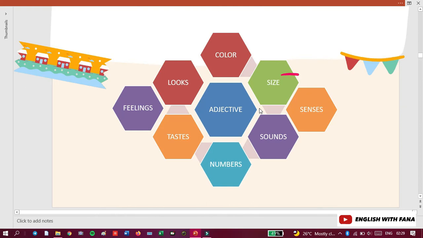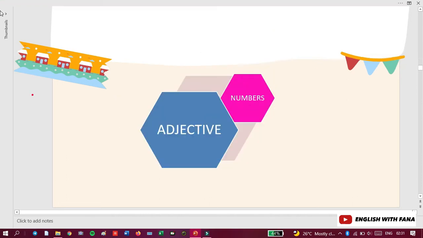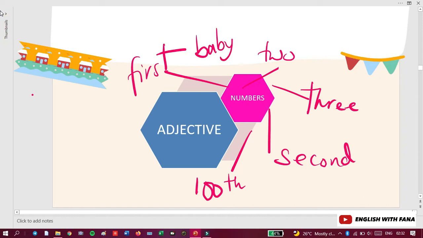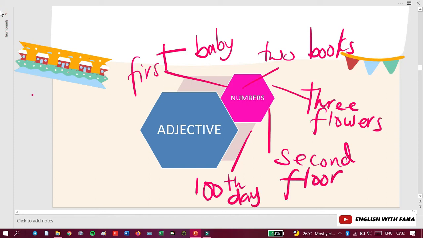Adjectives have many categories. There are color, size, senses, sounds, numbers, taste, feelings, and looks. Let's look at the categories one by one. First, numbers. All the numbers can be adjectives: 2, 3, second, first, 100. For example, first baby. First is an adjective and baby is a noun. 2 books. 3 flowers. Second floor. 100 days. So, numbers.